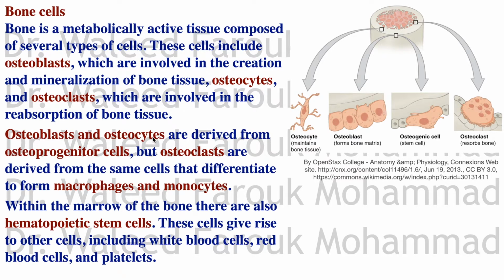The osteoblasts become osteocytes, so they are both derived from the same precursor cells called the osteoprogenitor cells, but the osteoclasts are from a different lineage. They come from the cells that give rise to macrophages and monocytes, so that's why they have the phagocytic function, or bone resorption function. Within the marrow of the bone, there are also hematopoietic stem cells. These cells give rise to other cells, including white blood cells, red blood cells, and platelets.